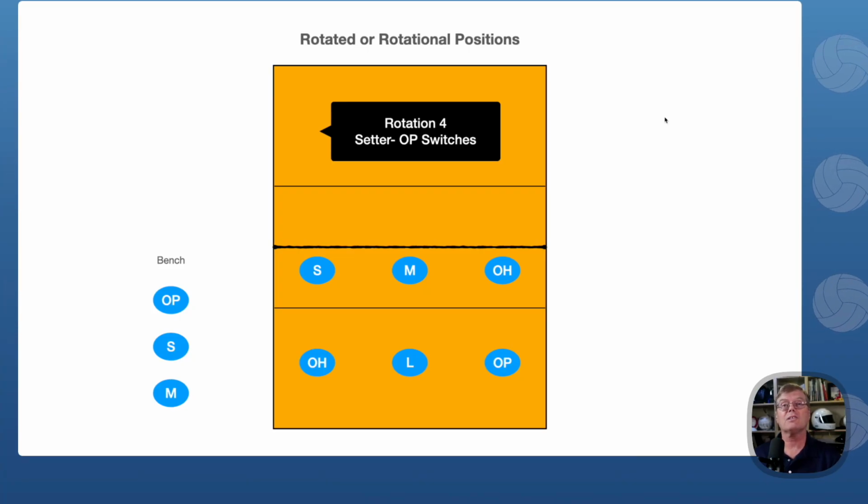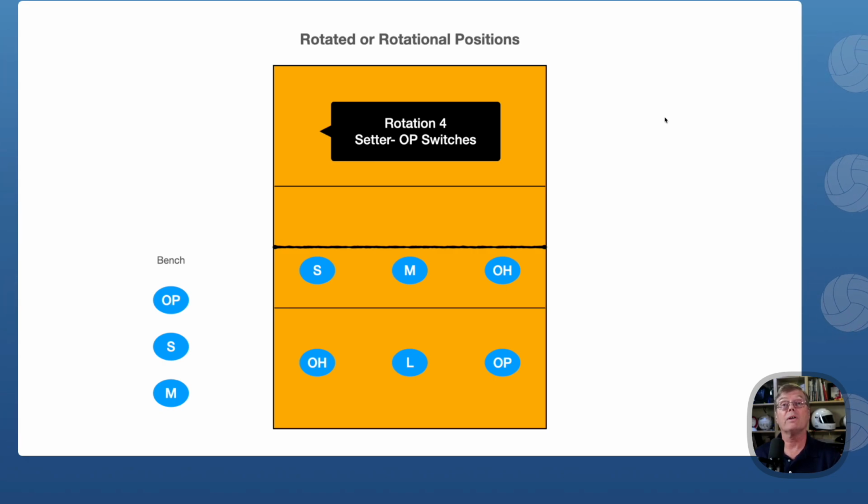Now we're running a 6-2, and notice in a 6-2 we want to play the setter from the back row, and we have a setter in the front row, and we're taking advantage of the opportunity to bring in a front row player, an opposite or a right side hitter, instead of letting the setter go all the way around. So let's see what that would look like.